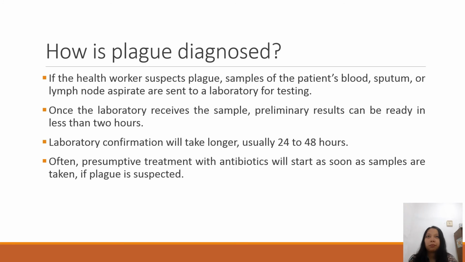To diagnose plague, if the health worker suspects plague, a sample of the patient's blood, sputum, or lymph node aspirate is sent to a laboratory for testing. Once the laboratory receives the sample, a preliminary result can be ready in less than 2 hours. Laboratory confirmation will take longer, usually 24 to 48 hours. Often, presumptive treatment with antibiotics will start as soon as samples are taken if plague is suspected.